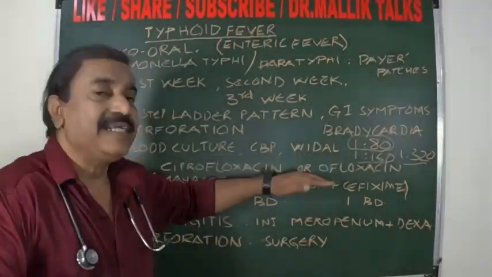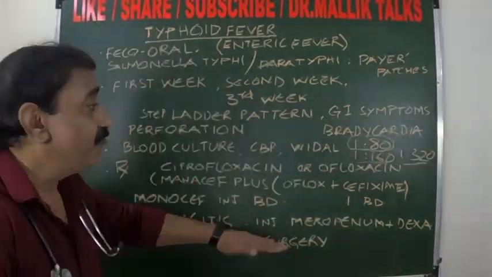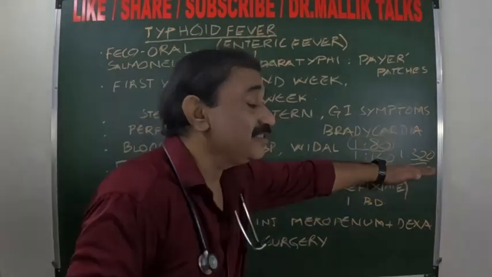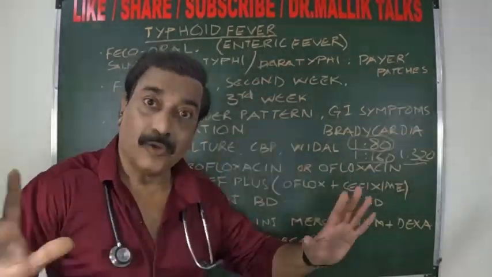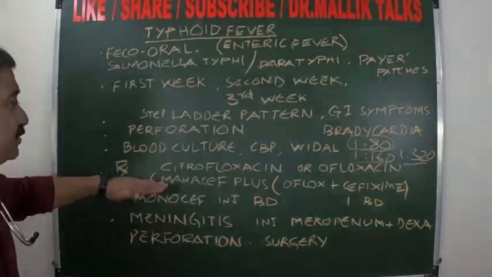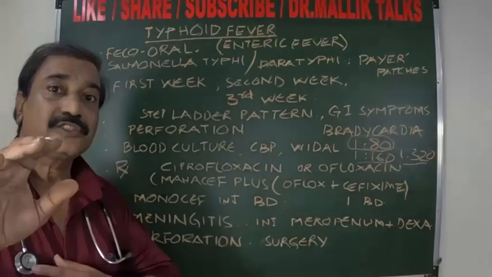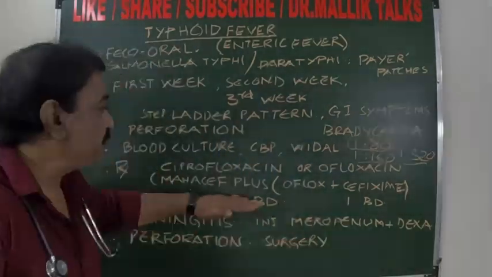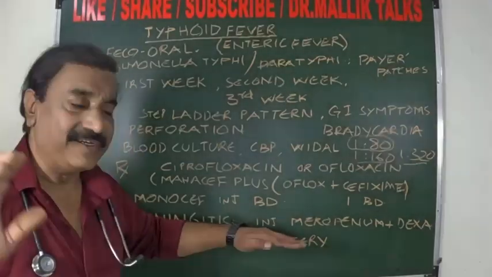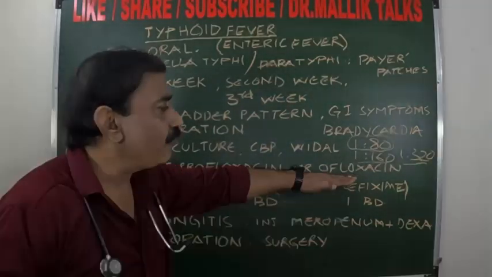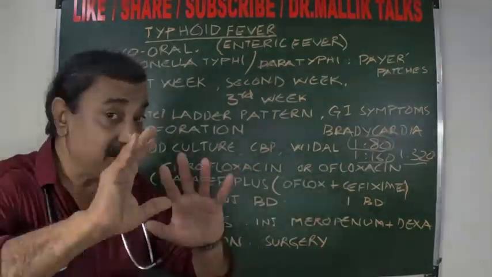You can't completely rely on the Widal test, but it is significant. Once it is 1:160 or 1:320 for Salmonella typhi or paratyphi, you have to start the treatment. So what is the treatment? Usually ciprofloxacin or ofloxacin, that is quinolones, are very effective. Ciprofloxacin 500 mg morning and evening for 5 to 7 days is very effective, or ofloxacin 200 mg morning and evening for a period of 1 week.